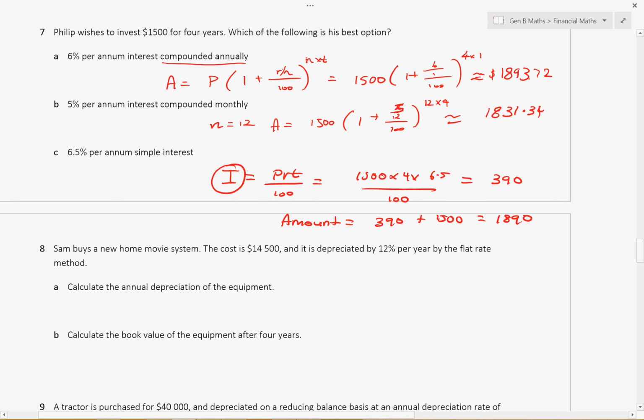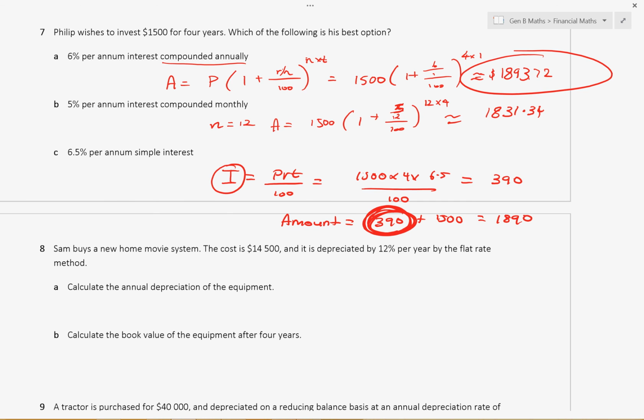So clearly the best option was option A. You have to add it because all this is telling us is how much interest was earned. You need to then add it to the principal amount invested. And that's the difference. The compound interest formula tells you the value of the investment. However, the simple interest formula I equals PRT on 100 doesn't.